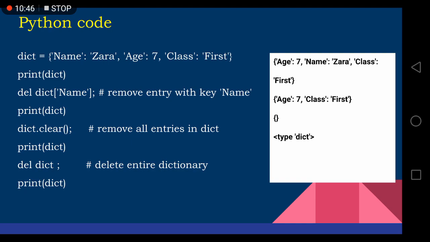Okay, next we do dict dot clear, which removes all the elements in the dictionary. If you again print dict, it will give only the empty braces as the value. And now if you again use the Python code del of dict, it will delete the entire dictionary. If you print now, the answer will be type dict, because there is nothing in the dictionary, there is no structure, there is no value, only the type exists. So this simple Python code shows how delete works in different cases.